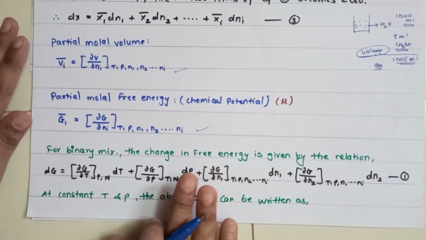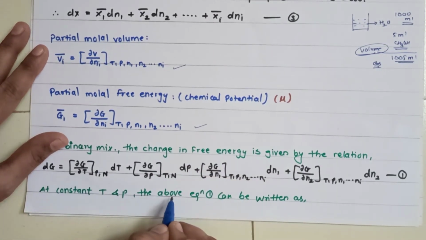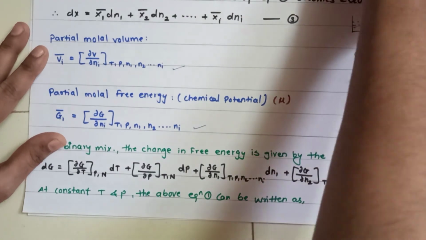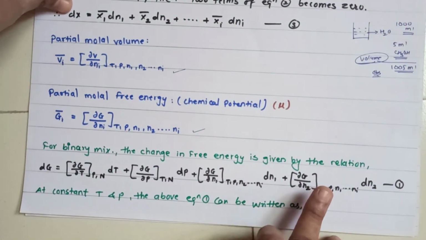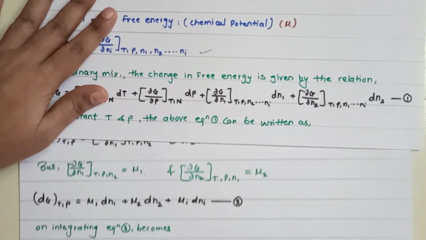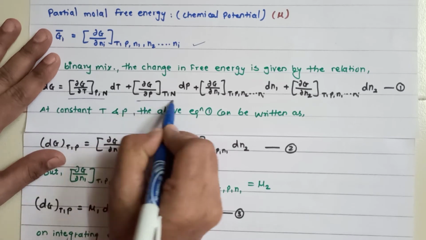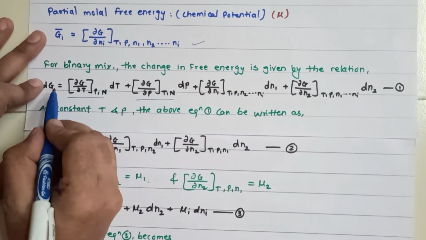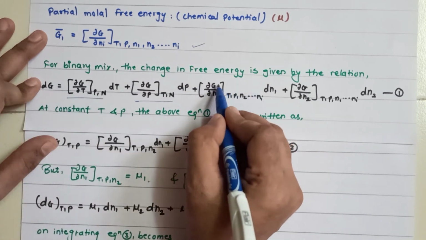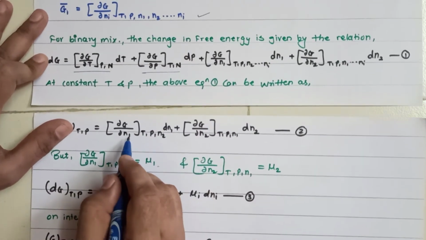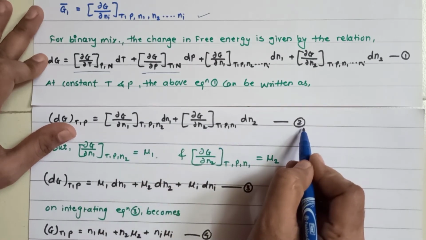Now in the equation 1, again we are going to keep the condition that at constant temperature and pressure. Now this equation becomes what? So जैसे हम लोगों ने condition रखा that at constant temperature and pressure both the terms tend to 0. So the dG, this change in the free energy, is equal to delta G upon delta n1 and delta G upon delta n2. So this is how you will get here equation number 2.